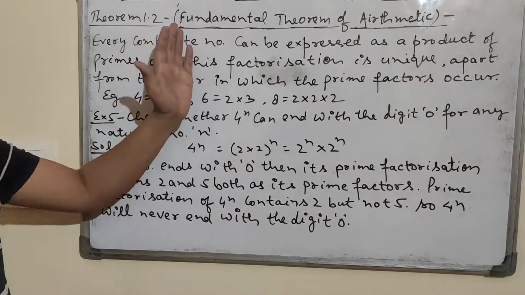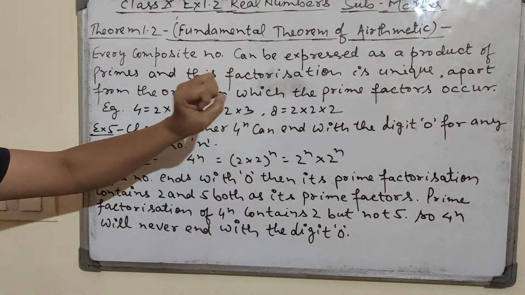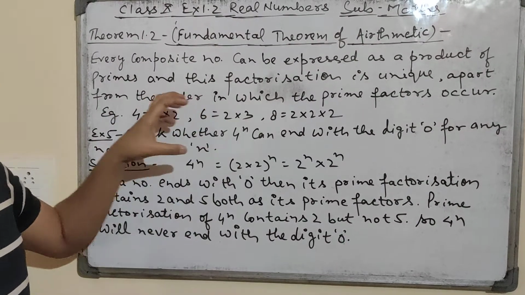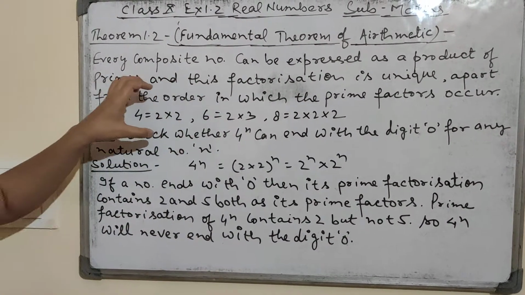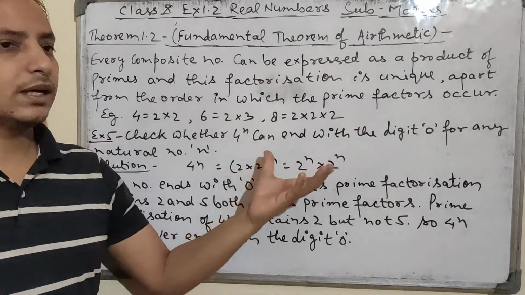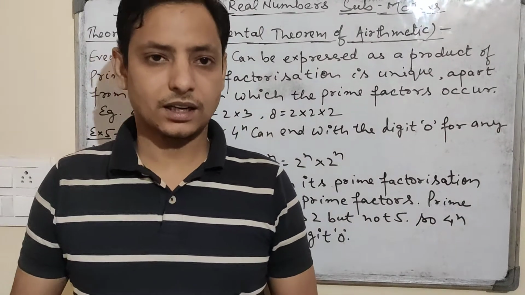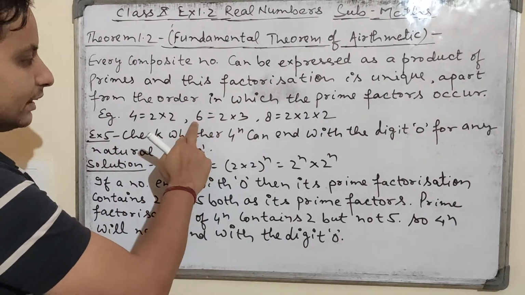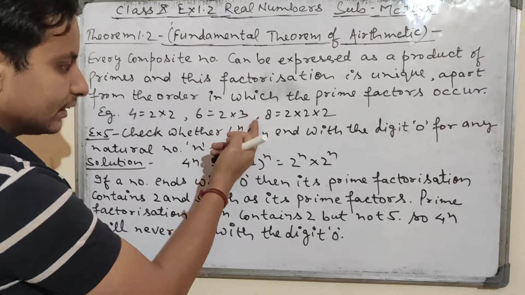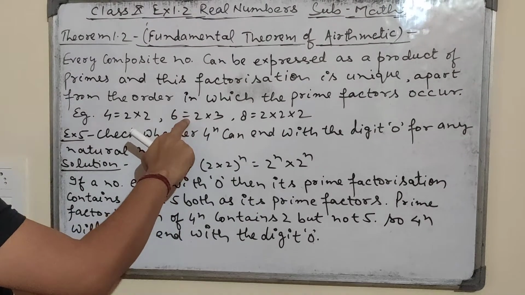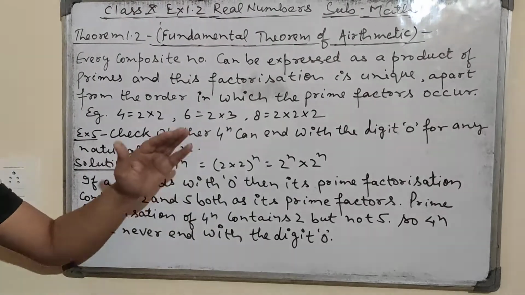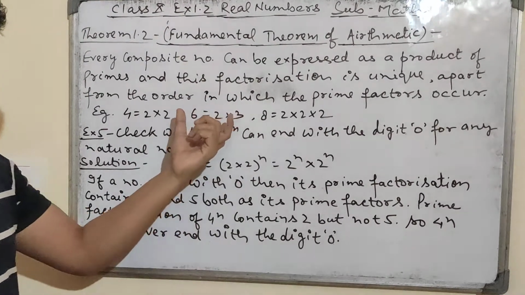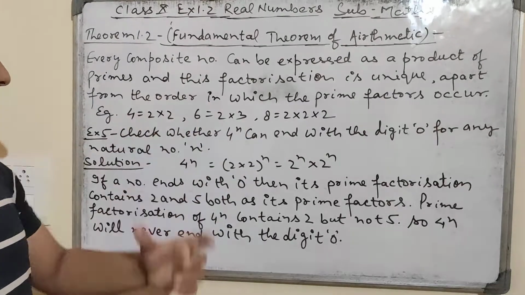So this is the fundamental theorem of arithmetic. According to it, every composite number, whether it is 4, 6, or 8, can be factorized into its prime factors, and this factorization is unique apart from the order in which the prime factors occur. It doesn't depend on the order of the prime factors. 6 can be written as 2 into 3, and 6 also can be written as 3 into 2. So prime factorization should not depend on the order of the prime factors.